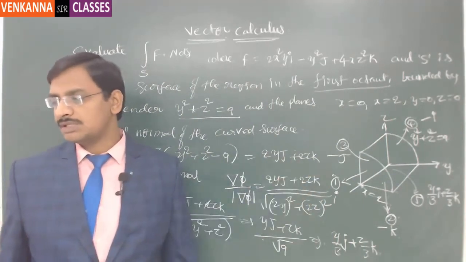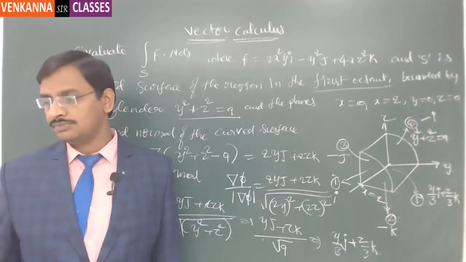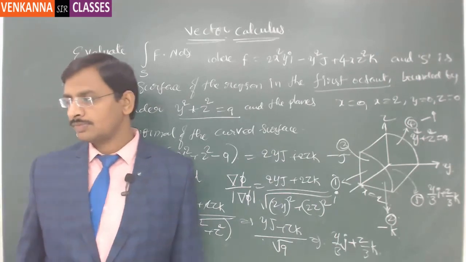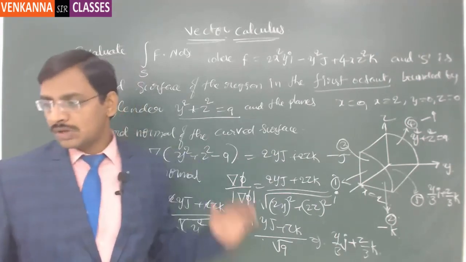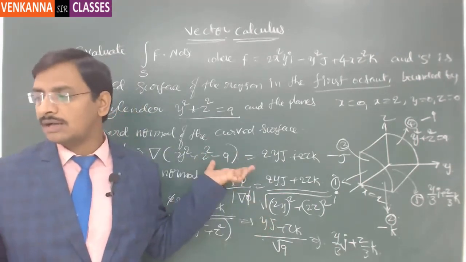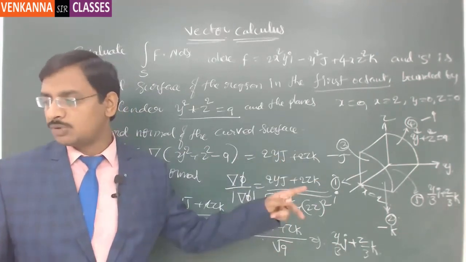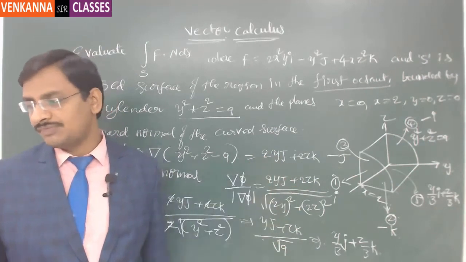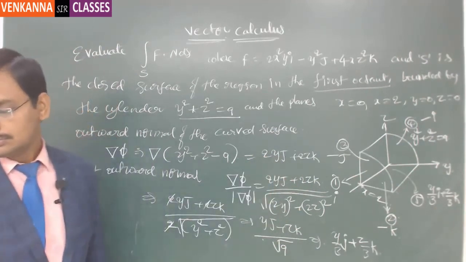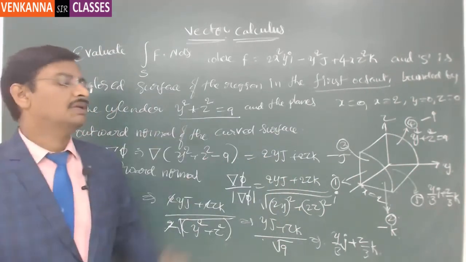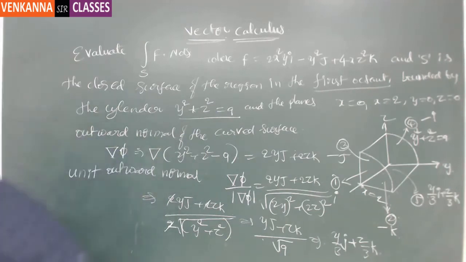So now you are able to identify the outward normals for all the 5 different surfaces. Till this point everything is understood? Okay. So once you understand this, then you have to calculate the surface integral for all the surfaces separately and add it up together to get the total. Got it? So now let us take one particular surface.